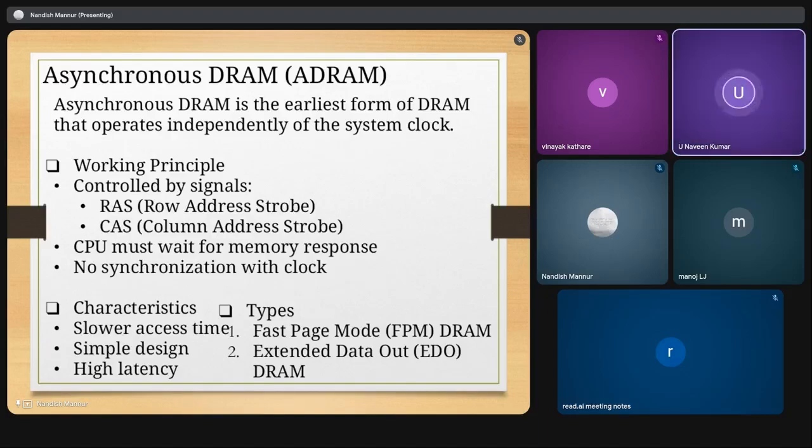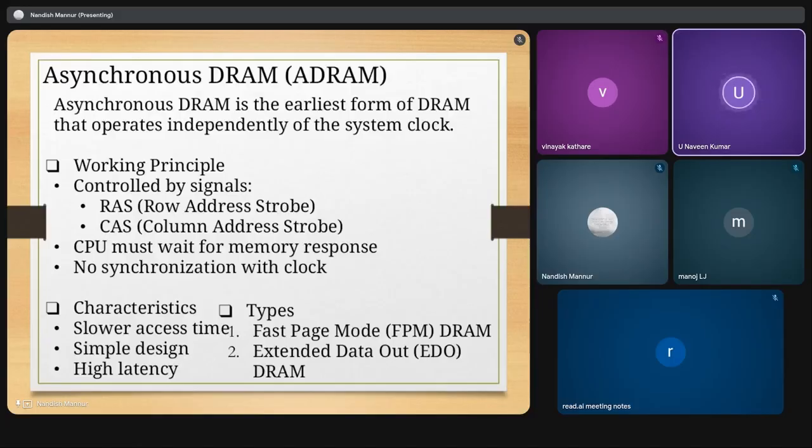The CPU must wait for the memory response. Since there is no clock synchronization, the CPU can't predict when data will be ready. The CPU waits until the memory finishes the operation, which increases the delay. Next, there is no synchronization with the clock: asynchronous DRAM is not synchronized with the clock, and the timing depends only on signal delays, making it slower.